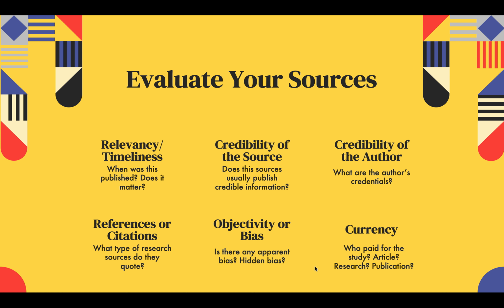Look at the references or citations. What type of research sources does this article quote? Do they point you in a direction if you want more information? Do they have a research list, a reference list, or a bibliography, something like that? If there's no other sources mentioned, remember that that's not an argument, that's an opinion, because it has to be based on reasons and data and evidence for it to be an argument. Look for objectivity or bias. Is there any apparent bias or hidden bias? Do they address the counter argument with respect? Those are kind of things that you want to look for.